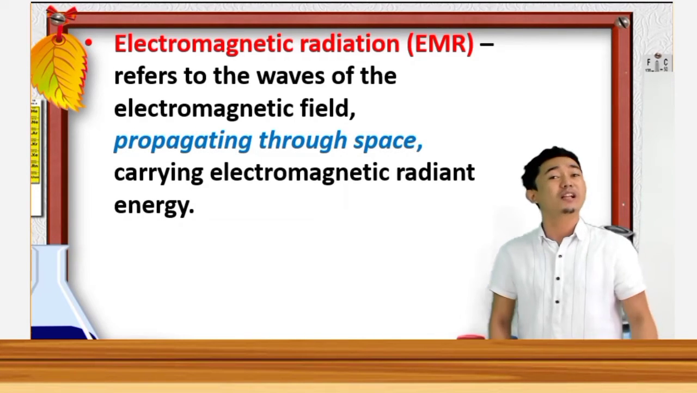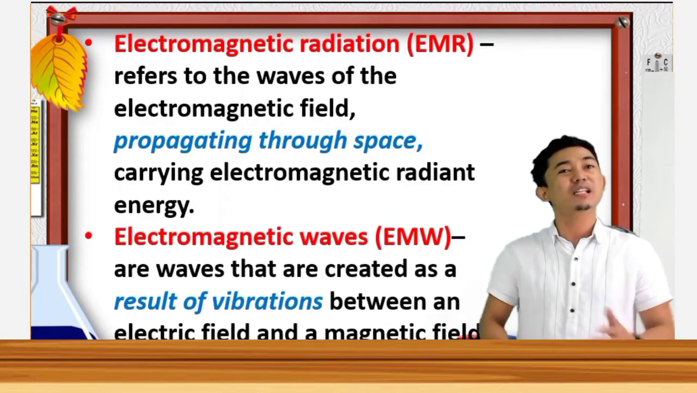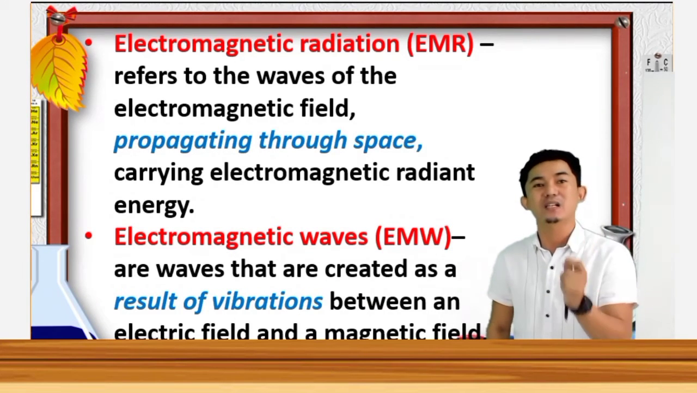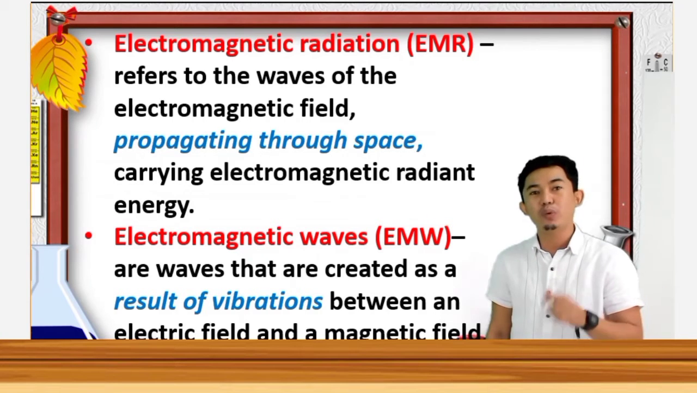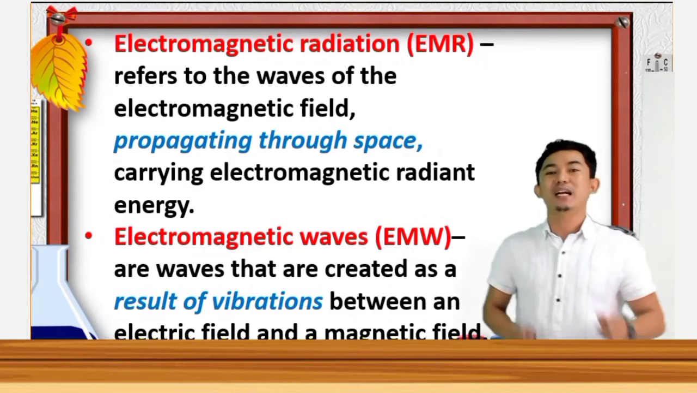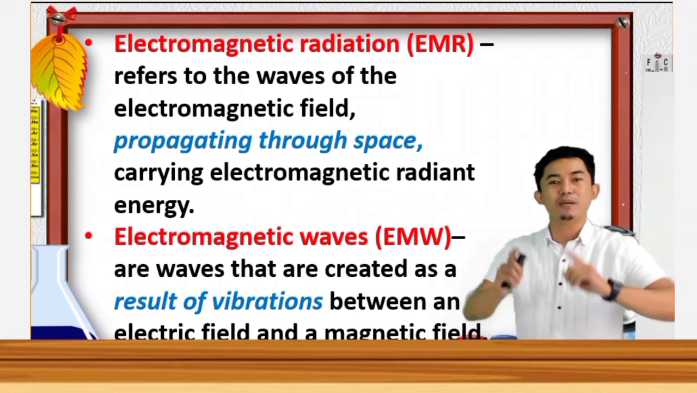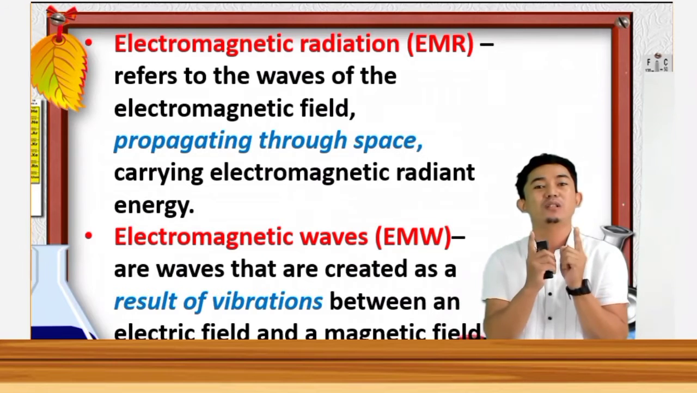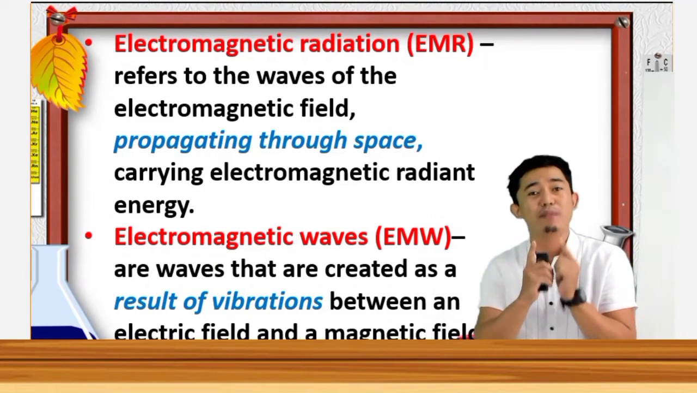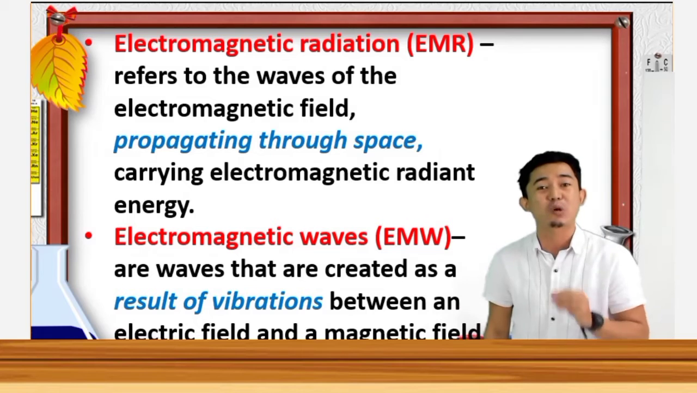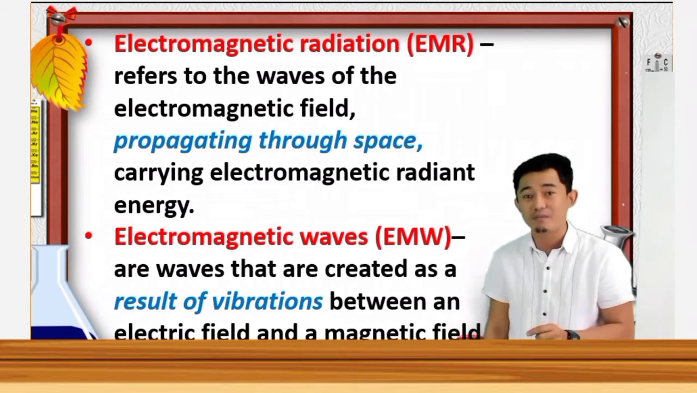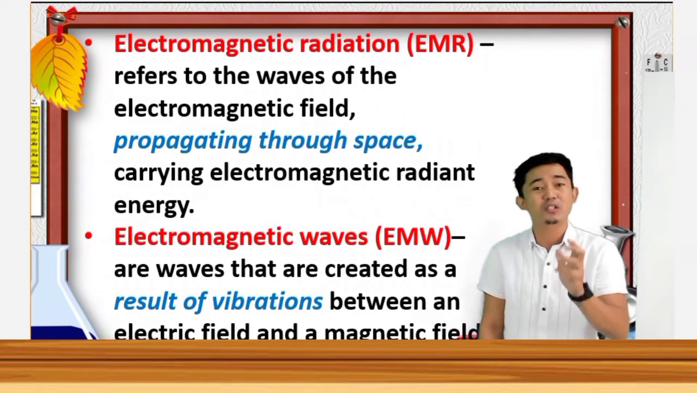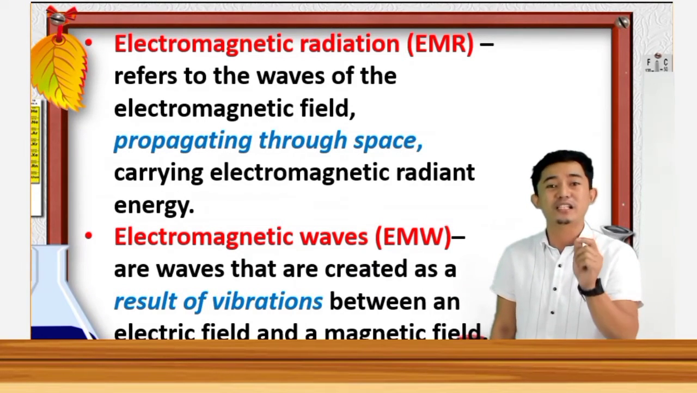How about electromagnetic waves? When we say electromagnetic waves, these are the waves that are created as a result of vibrations between an electric field and a magnetic field. So it is between the electric field and then the magnetic field. When they combine, it results in vibration. That's why it is known as electromagnetic waves. From the word waves again, disturbance. So there is a vibration, a result of vibration. That's why it is created.